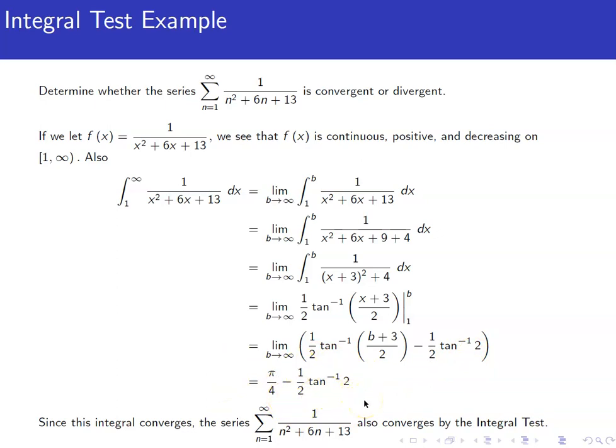That number doesn't matter. All we really care about is that it is a number. It's a real number. That limit exists. So the improper integral converges. And since the improper integral converges, the original series also converges by the integral test.